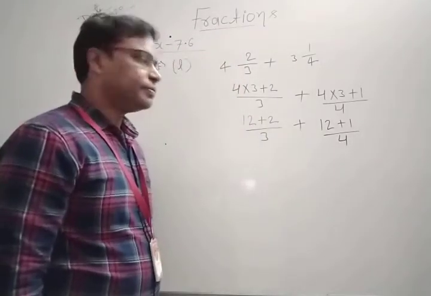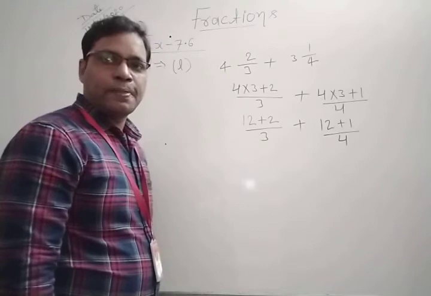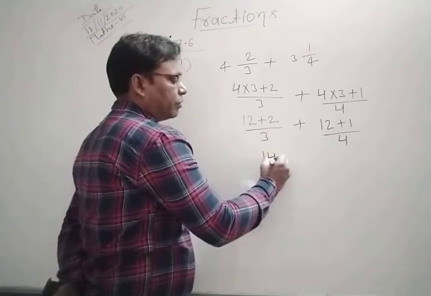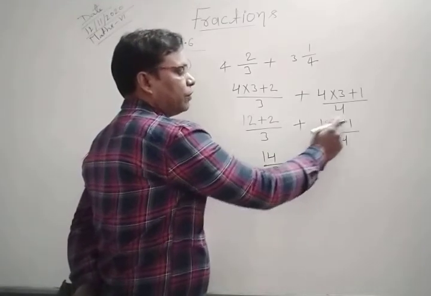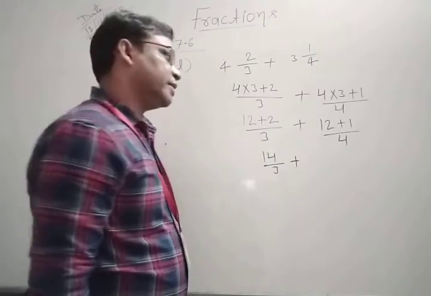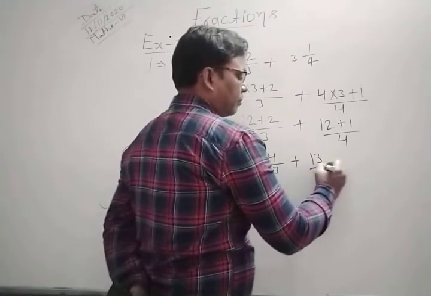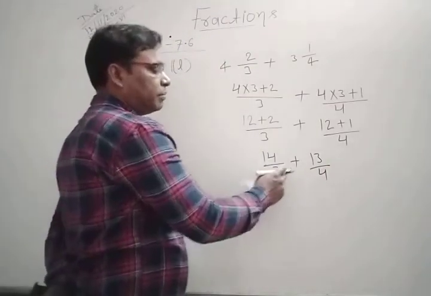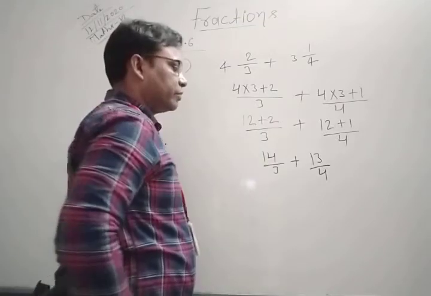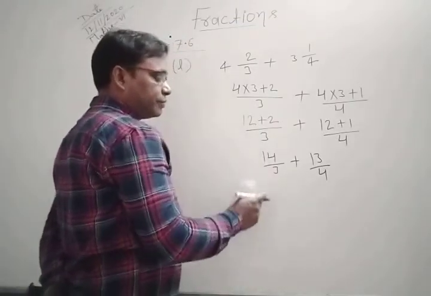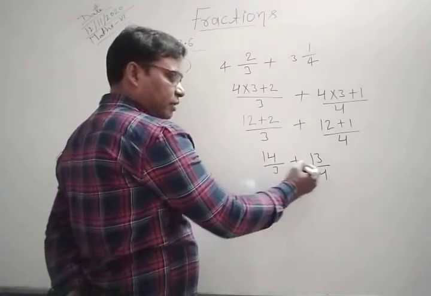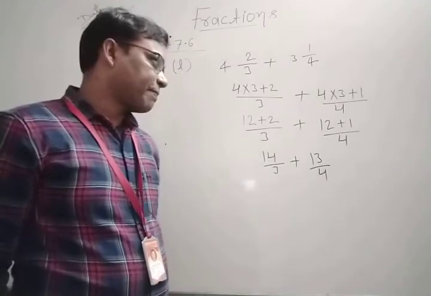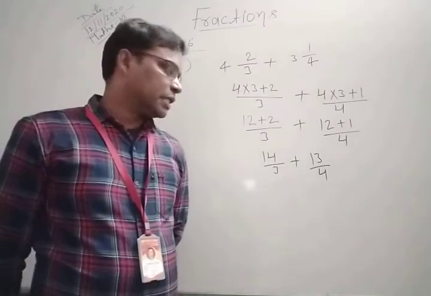Okay? Now 12 plus 2 is equal to 14, so 14 by 3. Plus 12 plus 1 is equal to 13, so 13 by 4. Clear? Now 14 by 3 plus 13 by 4, this is equal to what? Here you can see they are not like fractions, because their denominators are different, 3 and 4.